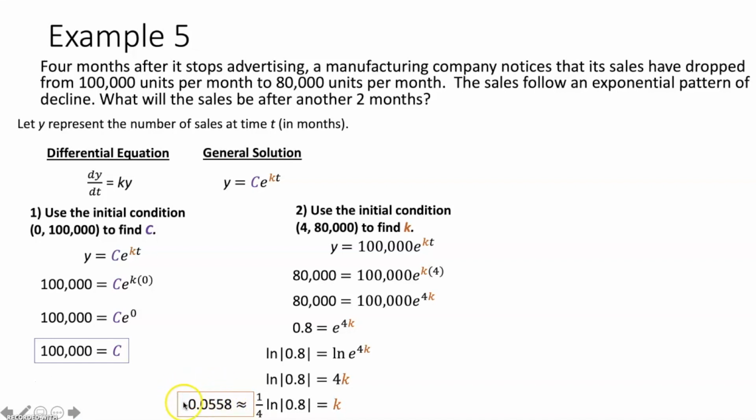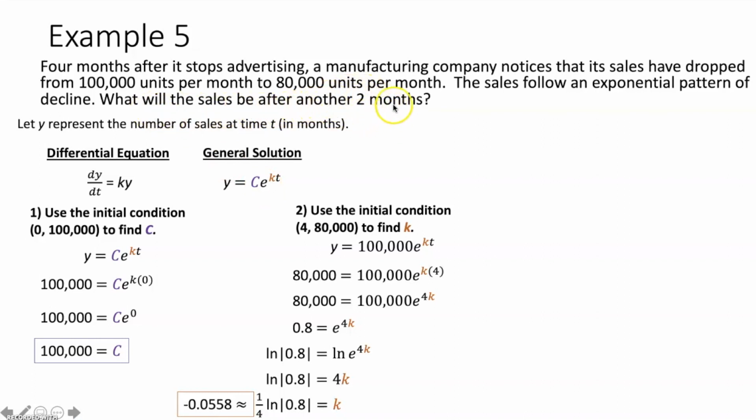Now notice that K is negative, indicating exponential decay, or an exponential decline, which is what is happening in this problem. So that checks out. We're doing it right. Now that we have found C and K, we can plug each of those constants into the general solution to make it the particular solution, and we can answer the question, which was, what will the sales be after another 2 months?